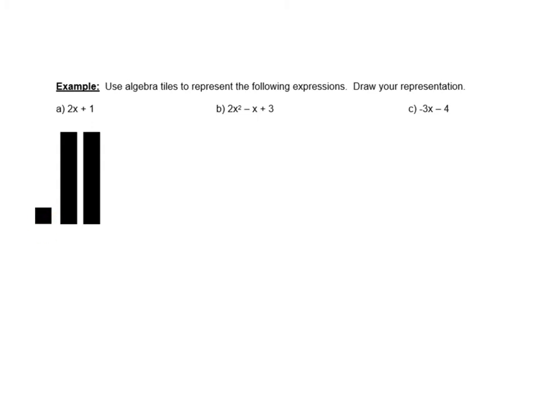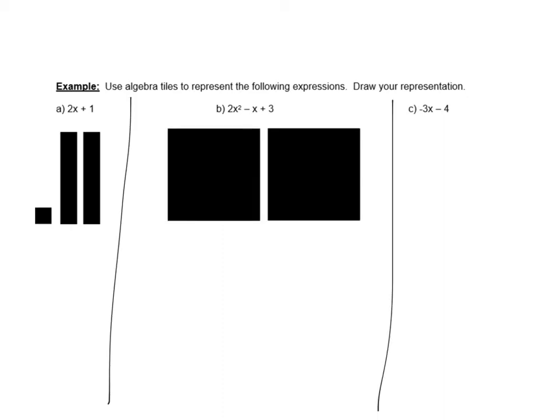Now B, 2x squared minus x plus 3. So let's start with the x squareds. I'm going to need 2 positive x squared tiles. So now I have my 2 positive x squared tiles. I'm also going to need a negative x tile. So that means one of a white rectangle. Got that so far. Now I need 3 positive unit tiles. So you can see I now have 2x squared minus x plus 3.